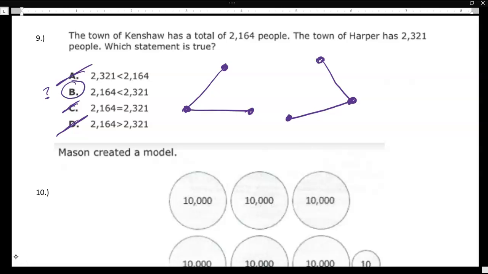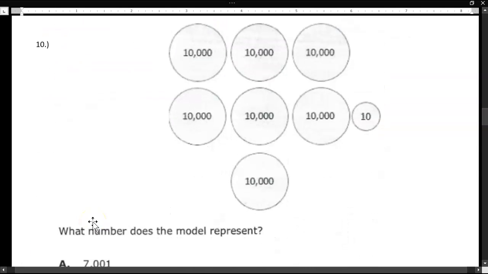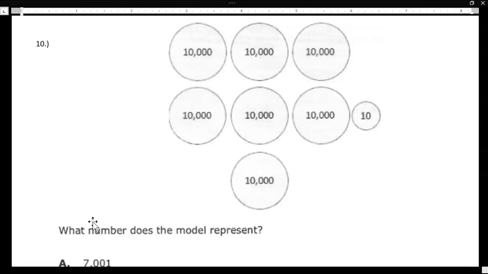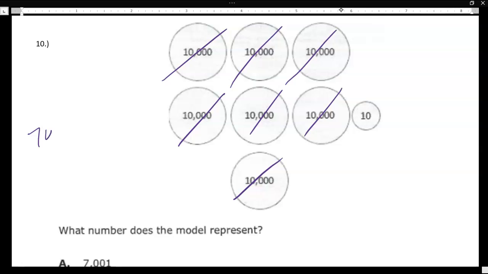Number 10. This is you. How did you using 10? Now, here we have our place value disk. Okay, place value disk. We have 10,000s and we have 10s, yes? So let's count our 10,000s. 1, 2, 3, 4, 5, 6, 7. So how much is that? 70,000. Okay?